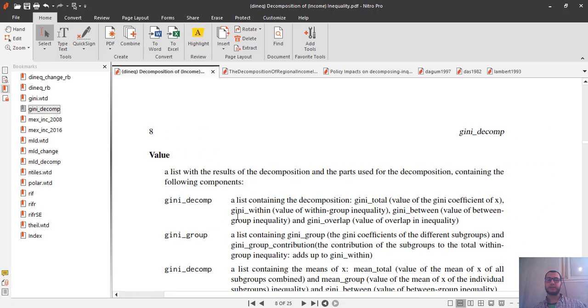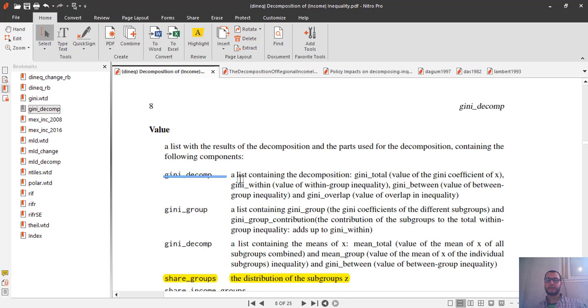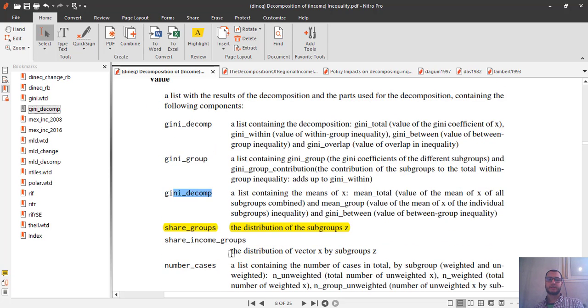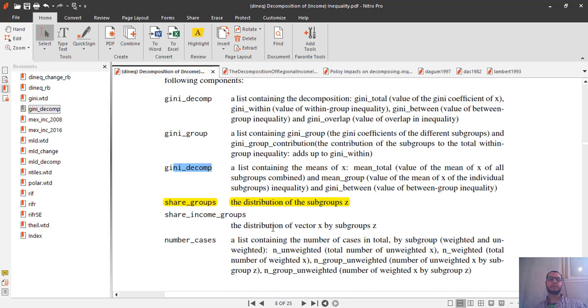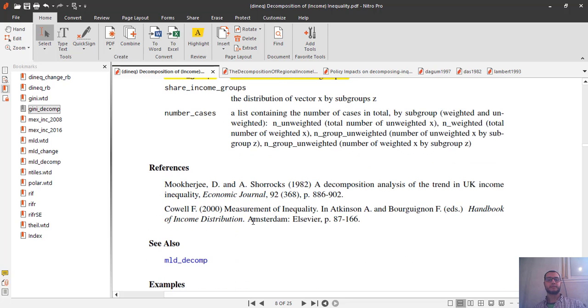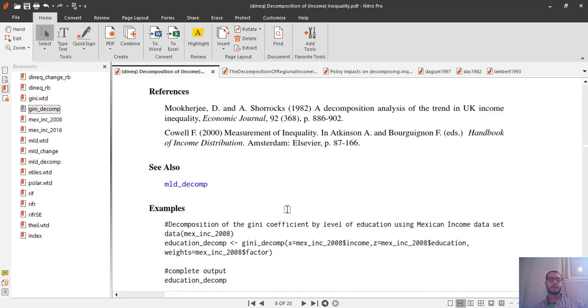The function returns a list with the results: a list containing the decomposition, Gini total. We will see all this, Gini decomposition, Gini group, in the results. This is the reference if you want it for the demonstration.